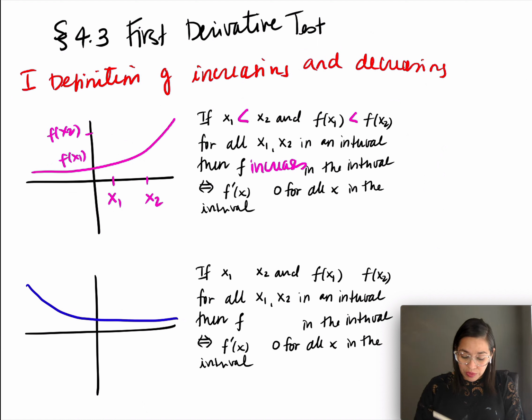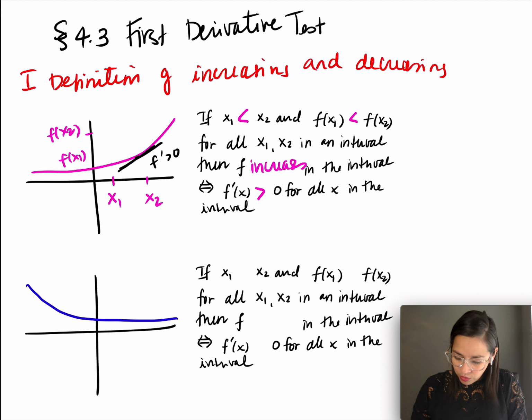Okay? So then we see that in this case, the derivative is, right? If we draw a tangent line anywhere here, we'll see that the slope will be positive. So we see that f prime is greater than 0, okay? So we see that the derivative will be positive in that interval, okay? Now, if we have a decreasing function, then it is the opposite.